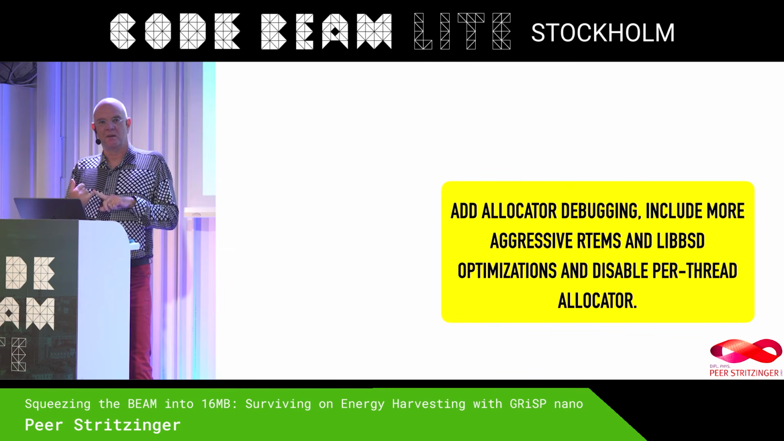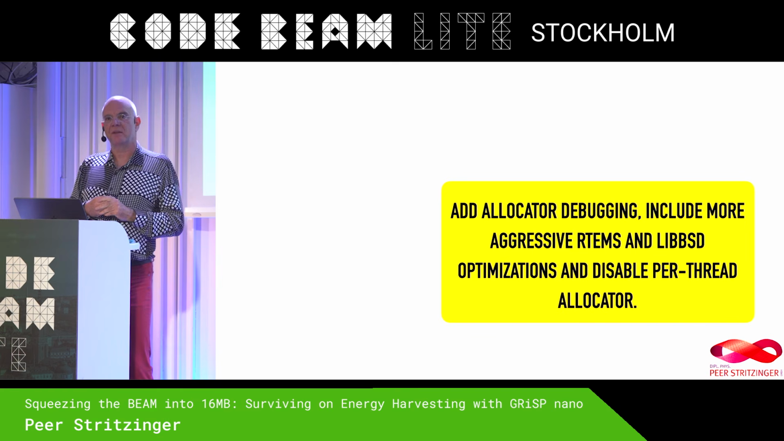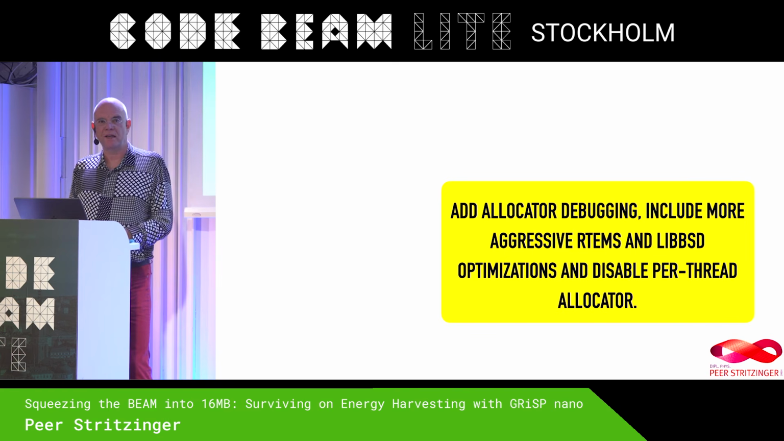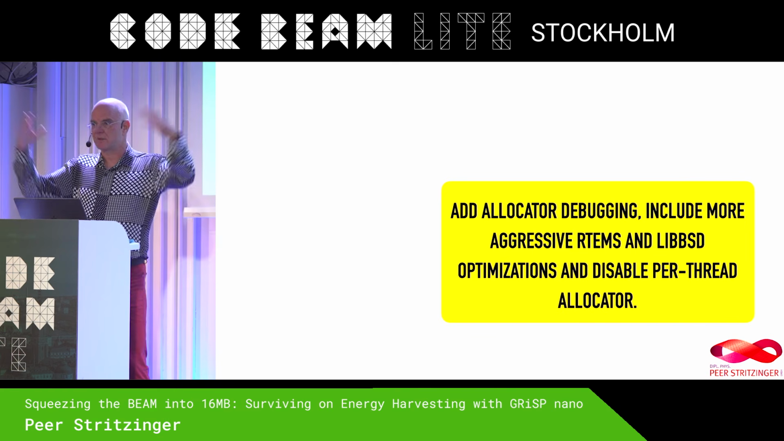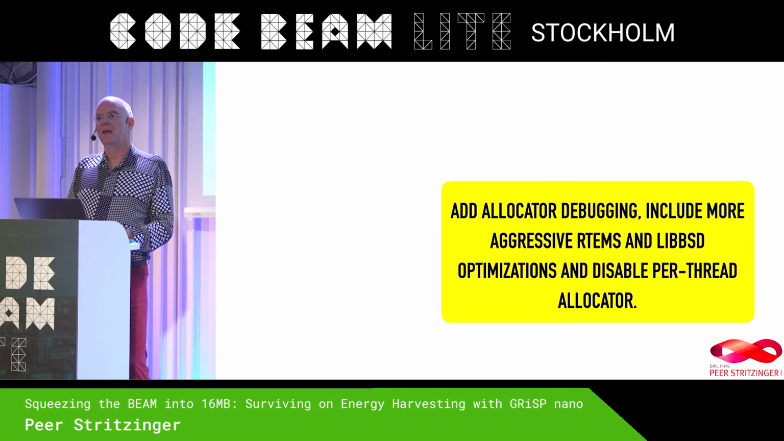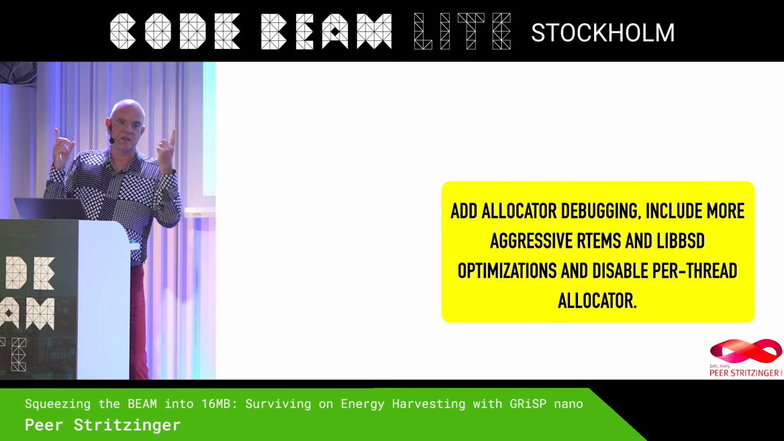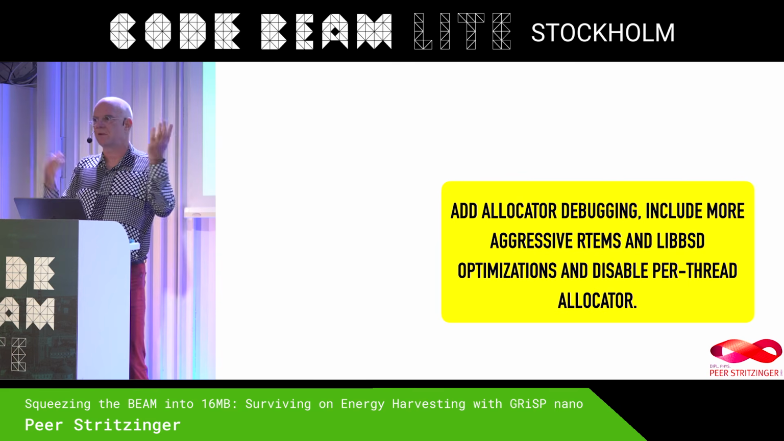So we added a lot of allocator debugging. We went really aggressive with libBSD and RTEMS, cutting down code size. Also, we discovered that you have 1 allocator per thread, which grabs a lump of memory. And for some reason, we couldn't get rid of the dirty scheduler. That's also a thing that we need to find out. Why can't we get rid of the dirty scheduler?